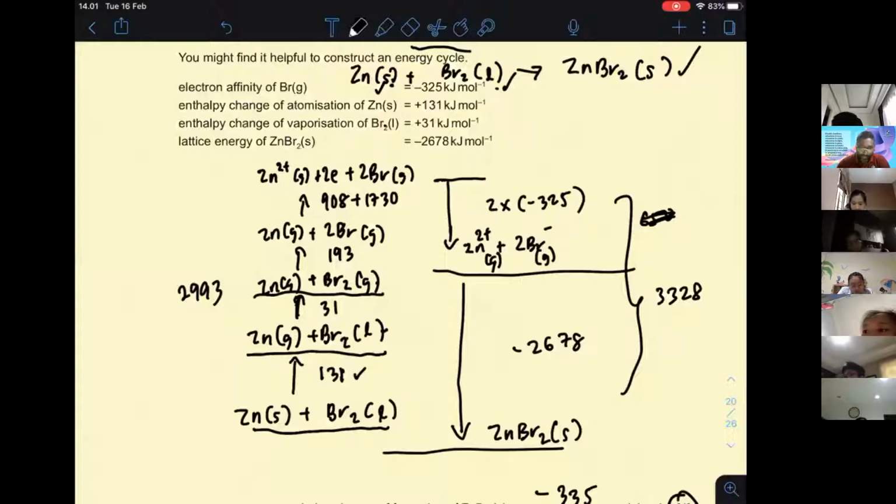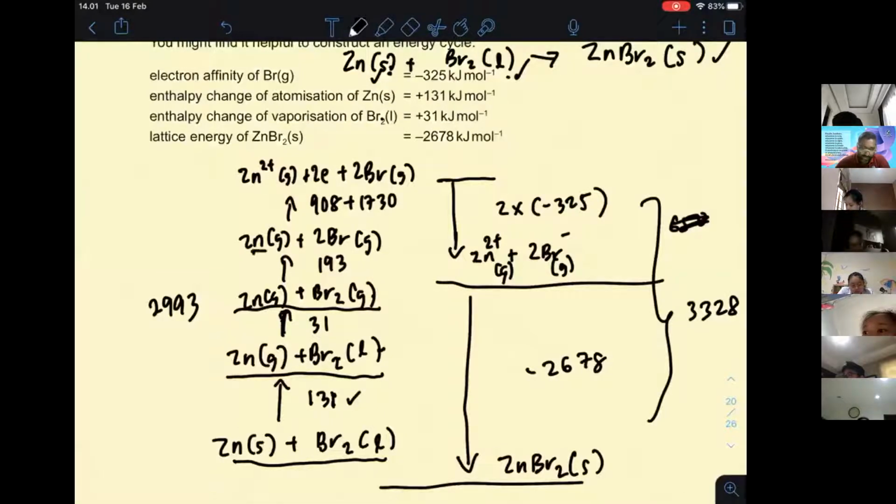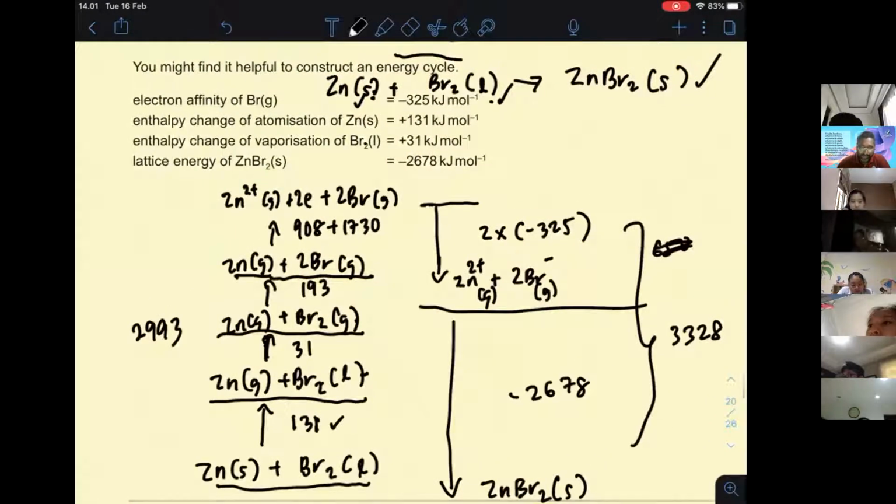Now, next step is to change Br into atoms. Zinc is already in gaseous form, 1 atom already. But for Br, you can see there's no atomization data. So I still need to change it into 2 atoms of Br. How do I do that? I go and look at my data booklet, find out the bond energy between Br and Br.